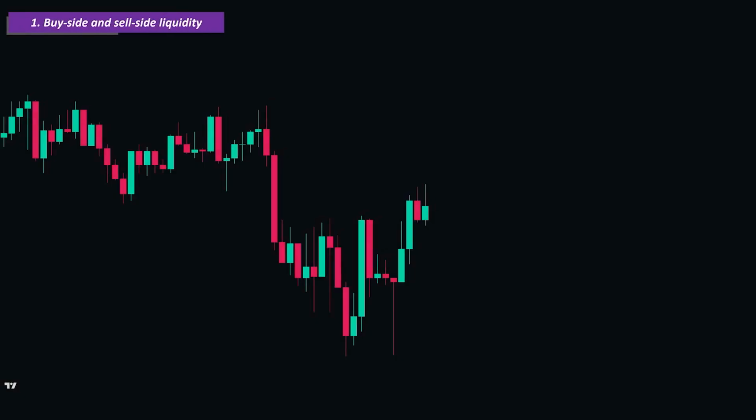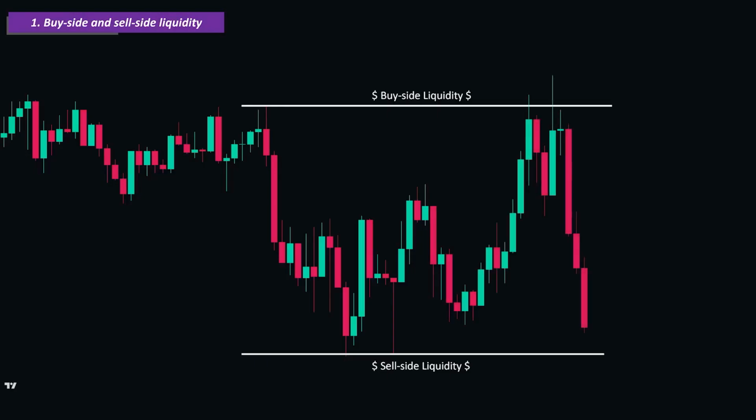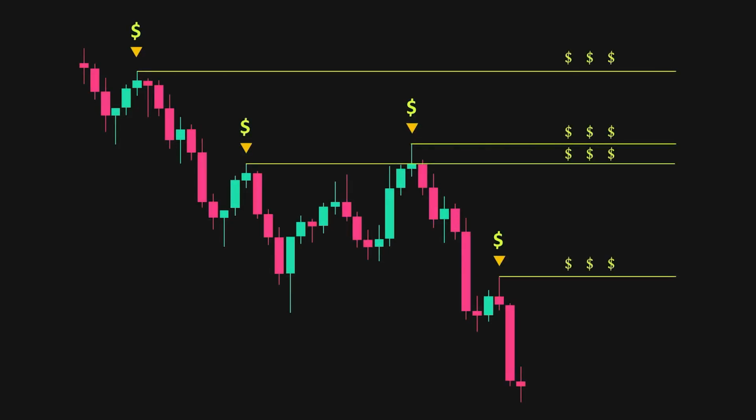Buy-side and sell-side liquidity. Liquidity above a swing high is called buy-side liquidity, and liquidity below a swing low is called sell-side liquidity. The market often moves toward areas with resting liquidity because that's where many orders are waiting to be filled. In this example, these are our identifiable swing highs and lows, which we mark as liquidity levels on the chart. The reason is that these points form levels of market structure where traders have previously entered the market. If price pulls back to these levels, there is a higher chance that traders will place orders again. So liquidity tends to build around these levels, and this is where manipulation can happen.